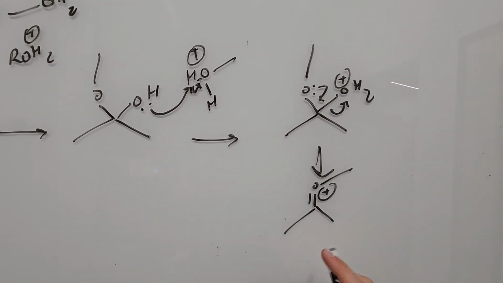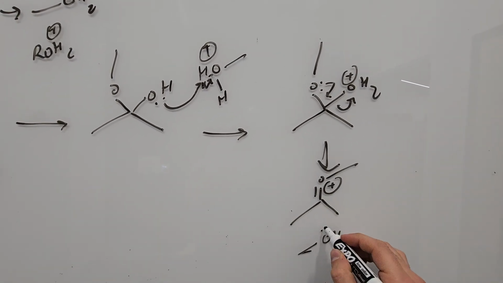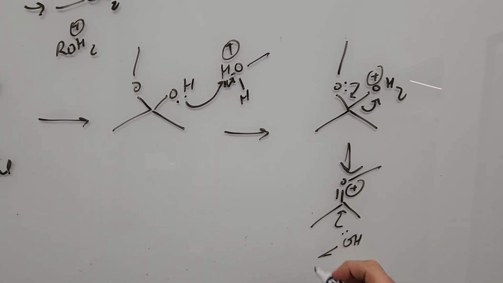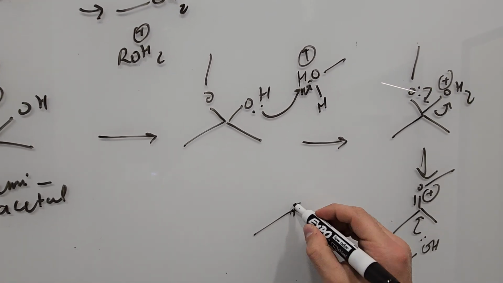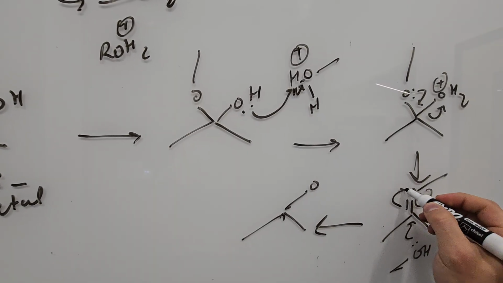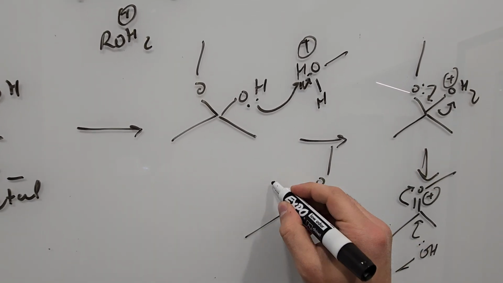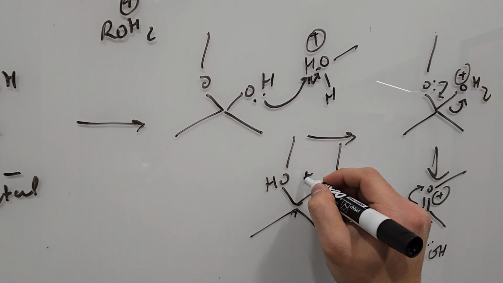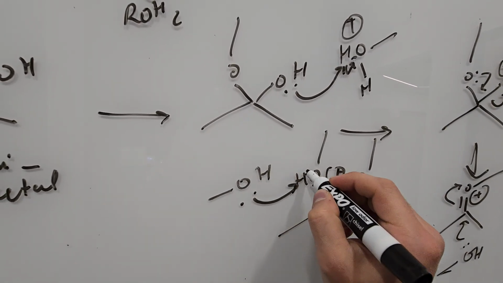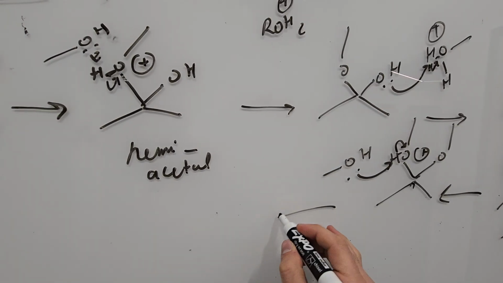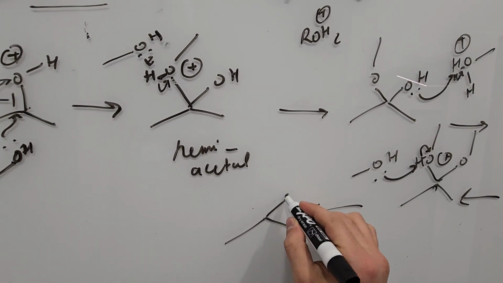This is now a good electrophile that can be attacked once again by our ROH species, the weak nucleophile, to give us this product, which is deprotonated once more, another deprotonation step, to form our acetal.